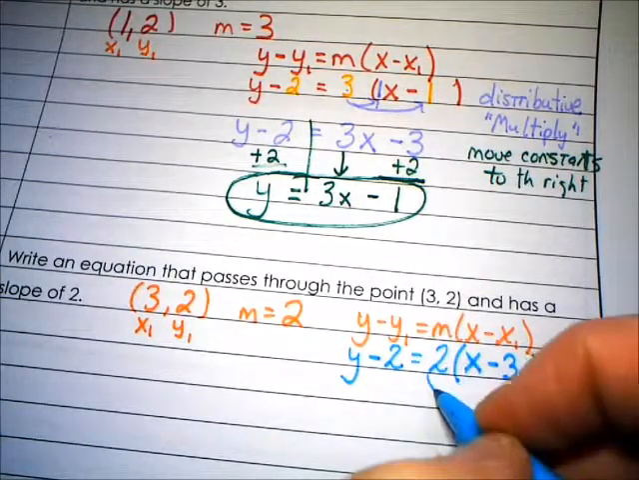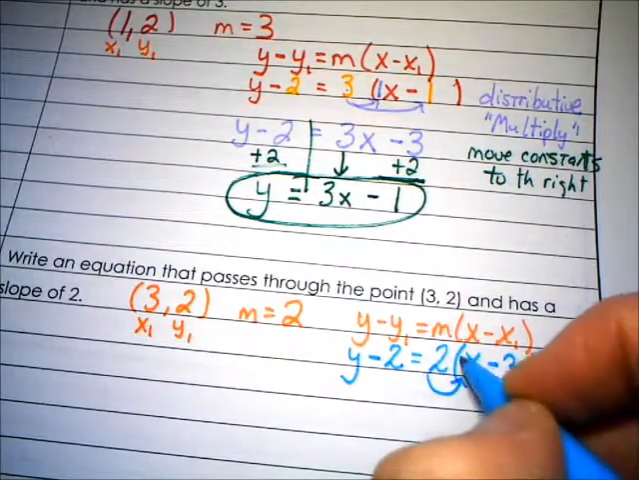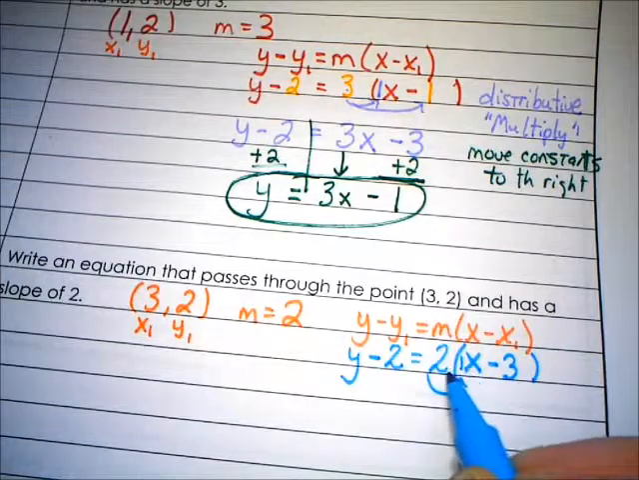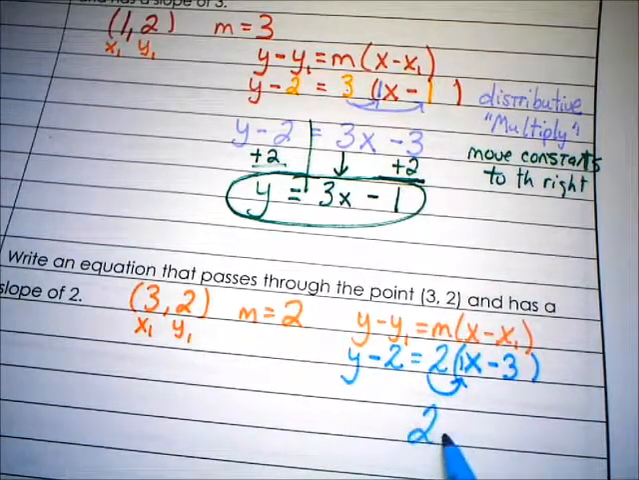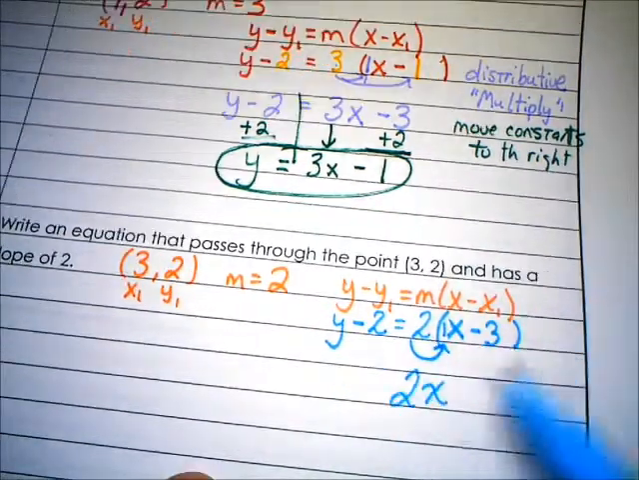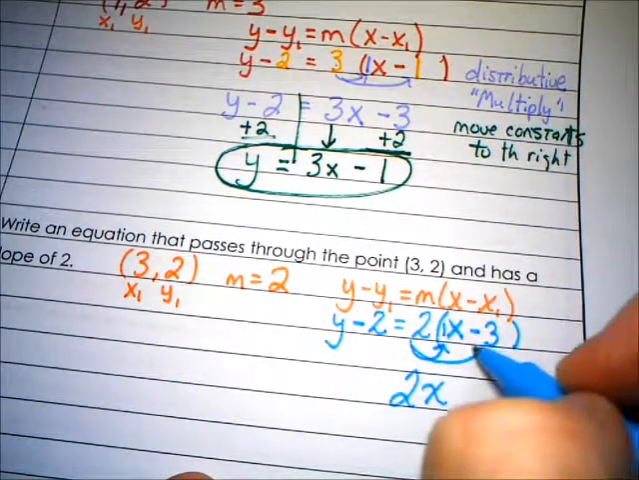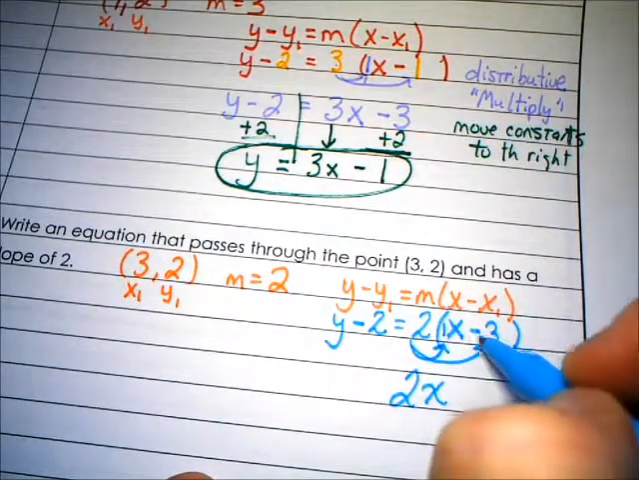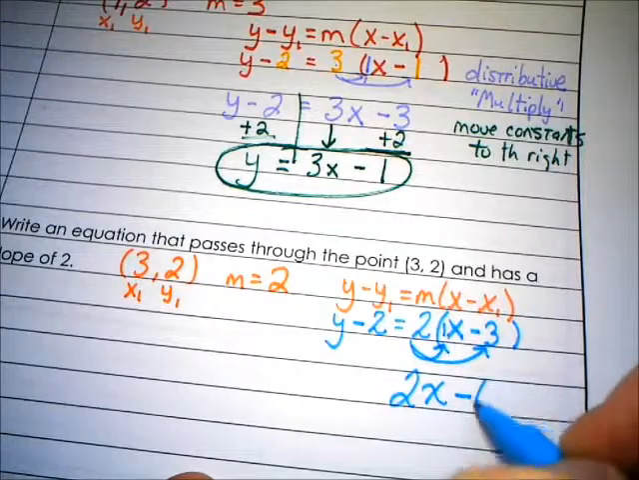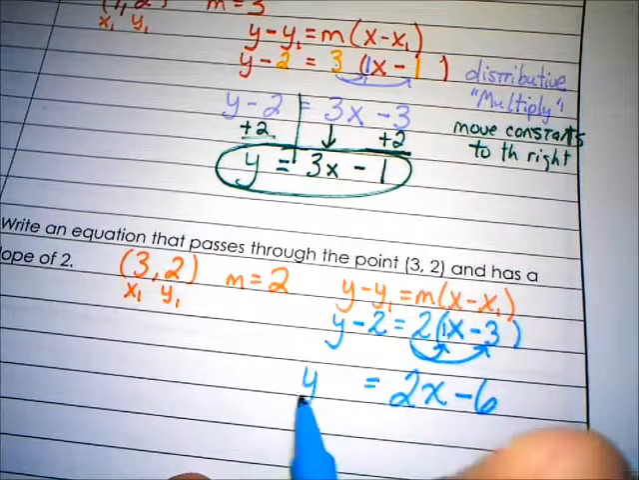I need to distribute. 2 times the understood 1 is still 2. And I'm going to bring the x down. 2 times the negative 3 becomes a negative 6.